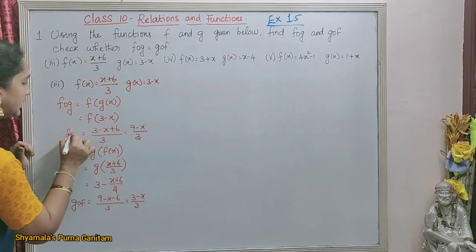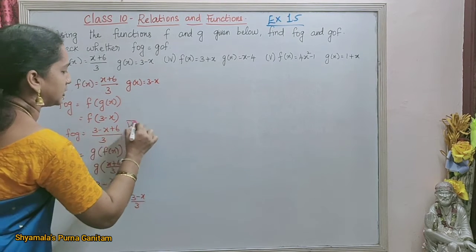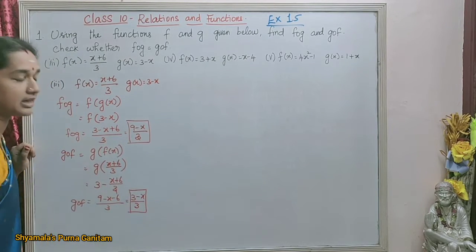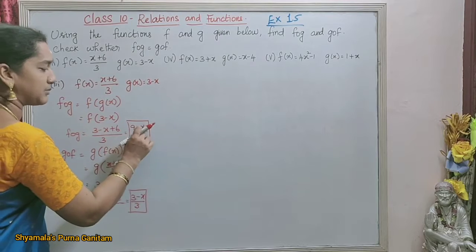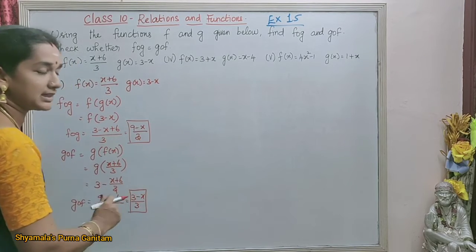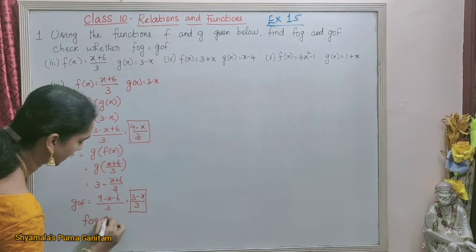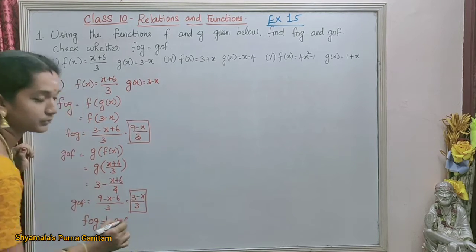So this is the f of g value. The f of g value is (9 − x)/3 and the g of f value is (3 − x)/3. So this is (9 − x)/3 and this is (3 − x)/3. So f of g is not equal to g of f.